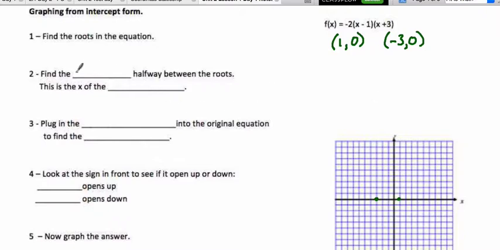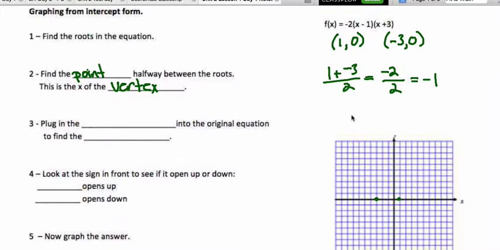And that's pretty easy to do because we're just going to find the point that is halfway between the roots. This is the x of the vertex. So what point is halfway between the roots? Well, we're just going to take 1 plus a negative 3 and divide by 2. This is negative 2 divided by 2 equals negative 1. Now this one came to a whole number, but when we're dividing by 2, you can see that sometimes we're going to end up with some number and a half, and that's totally fine too.